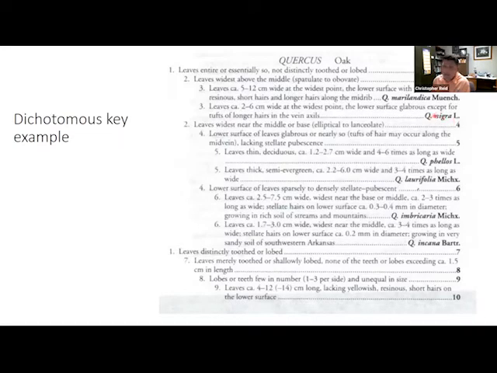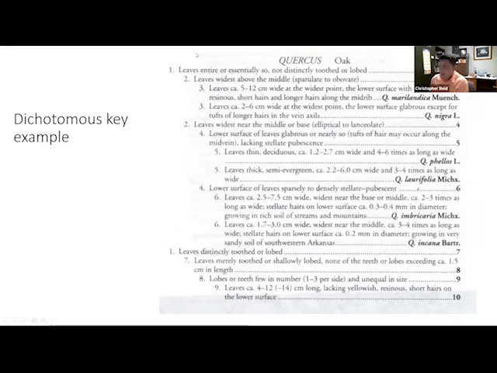Think about Quercus nigra, water oak. It's spatulate. It's widest at the apex. Same thing with blackjack, excuse me. So we've selected here. It tells us to go to 2. We've elected to go here, and then we just keep working down.